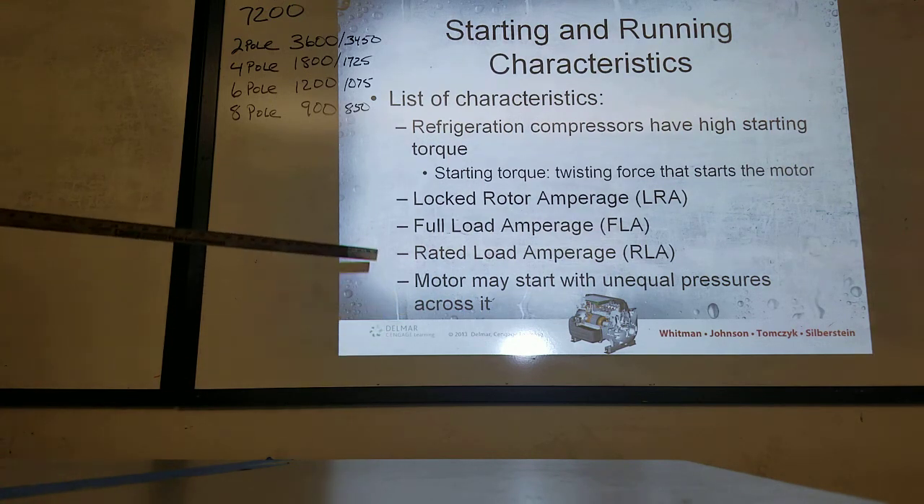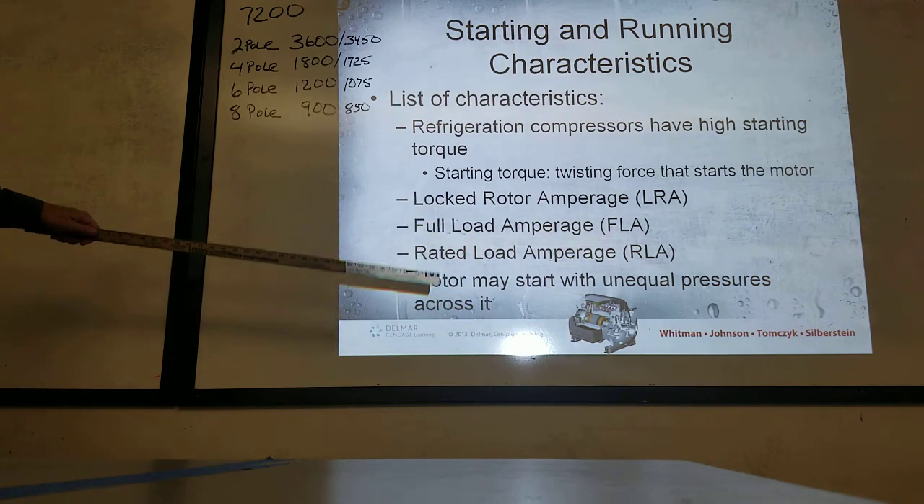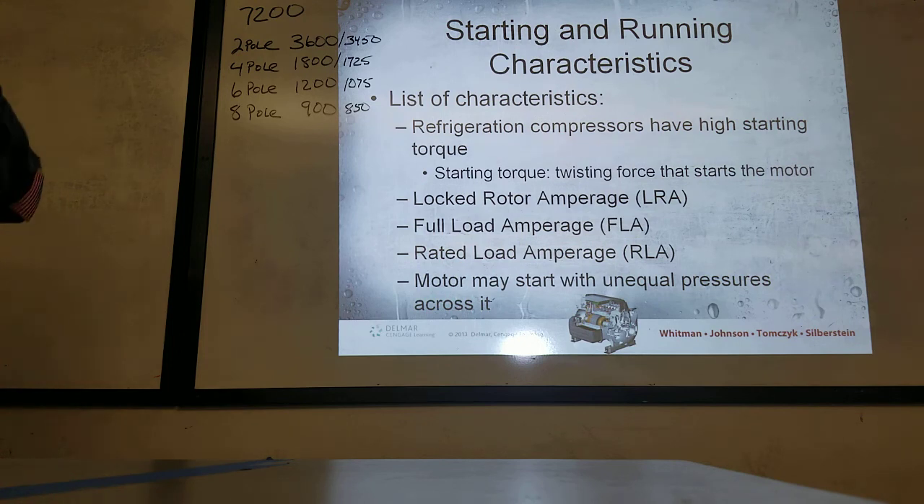Okay, so locked rotor amperage is basically the amperage when that rotor is locked and you try and start it. That's how many amps it's gonna pull. Usually about 5 to 7 times greater than the running load amps or the full load amps. So the running load and the full load amps are pretty much the same. Okay?